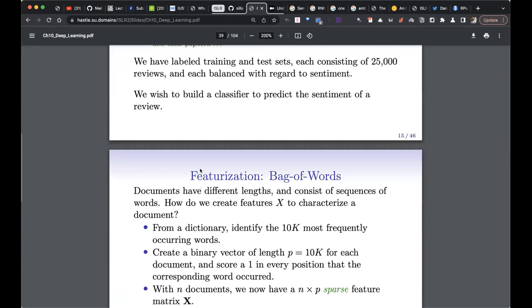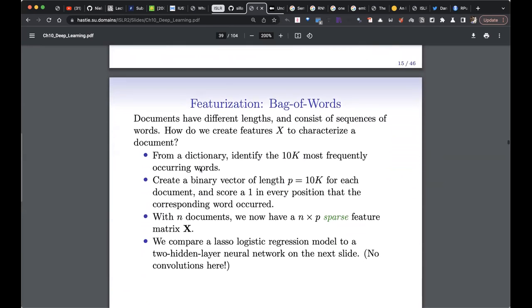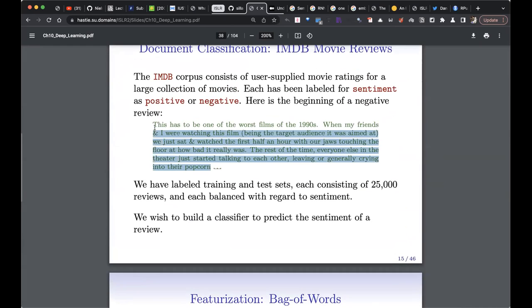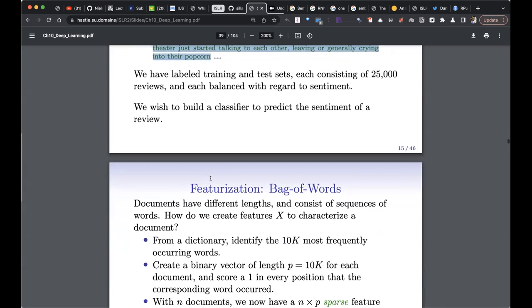So we want to use a classifier to classify whether a review is positive or negative. One way, which is a classical way in classical machine learning to work with text, is to create a bag of words. So the first thing, when we have a text, for example we have this kind of text, 50,000 texts, is to create a bag of words where we take maybe the top 10 or top N most frequently occurring words.